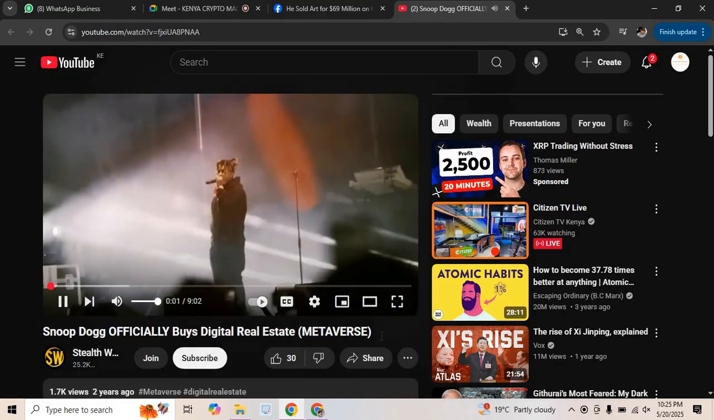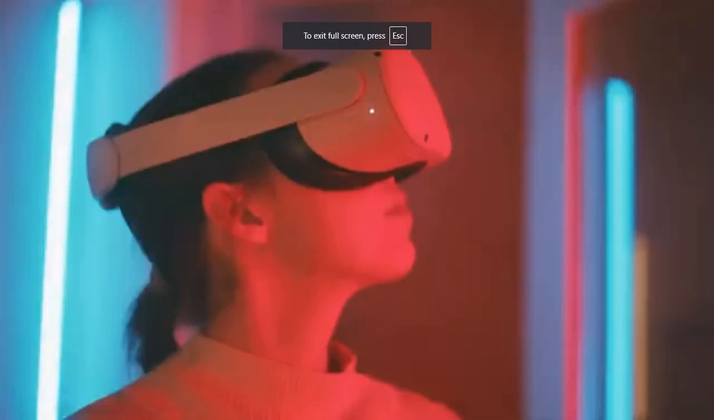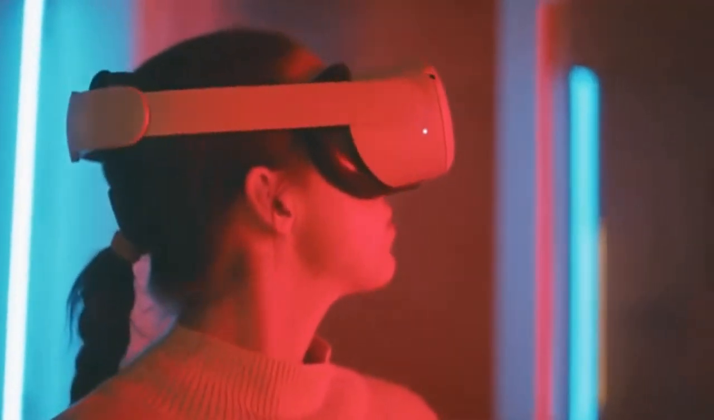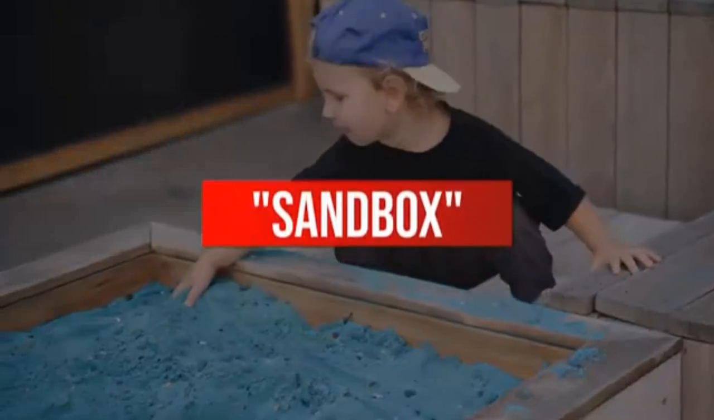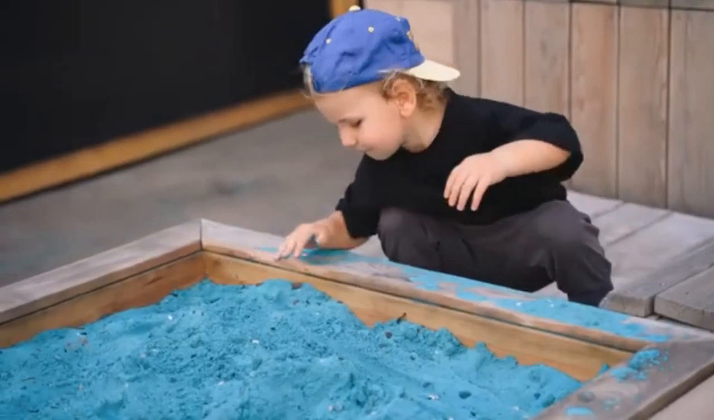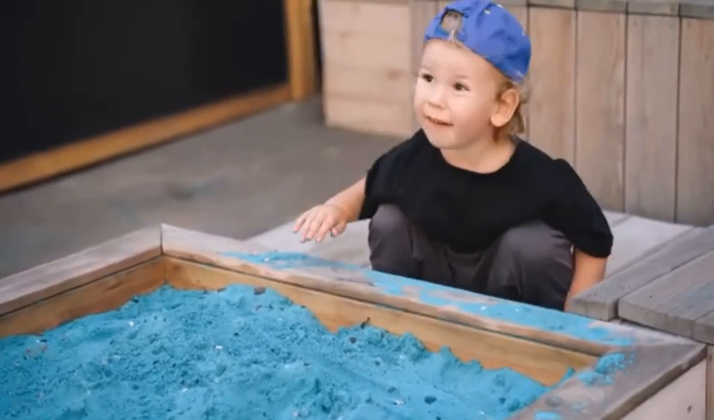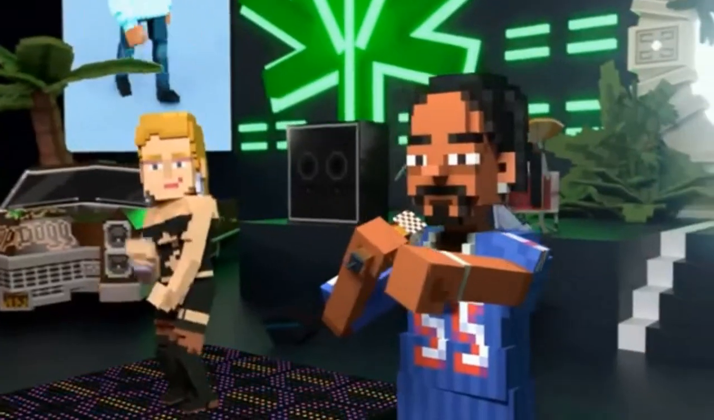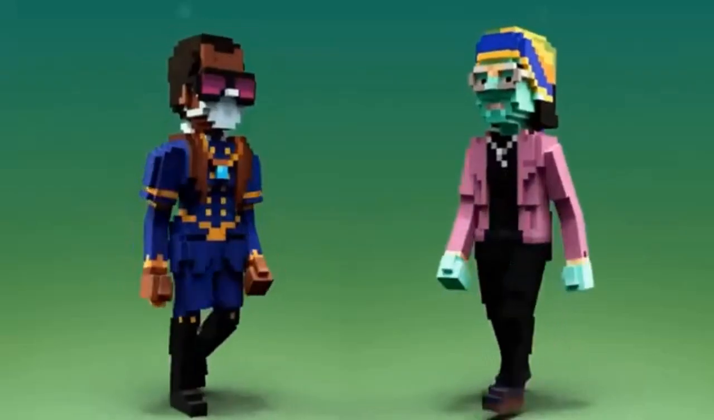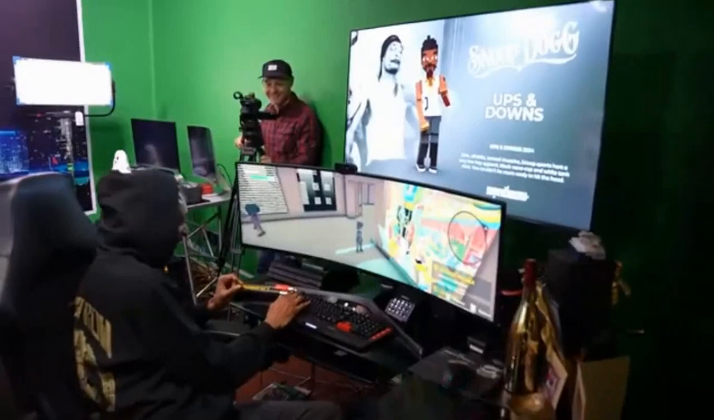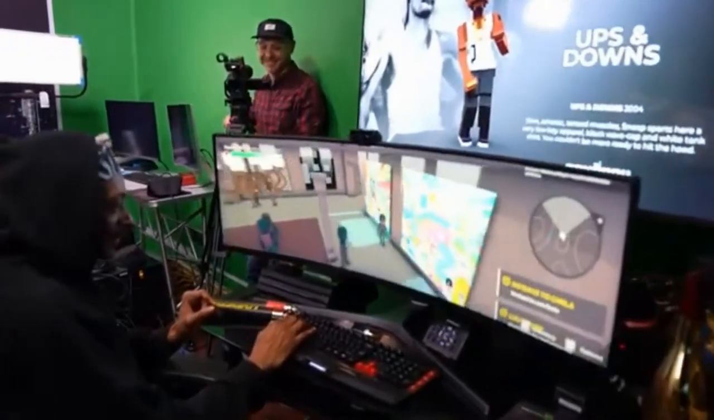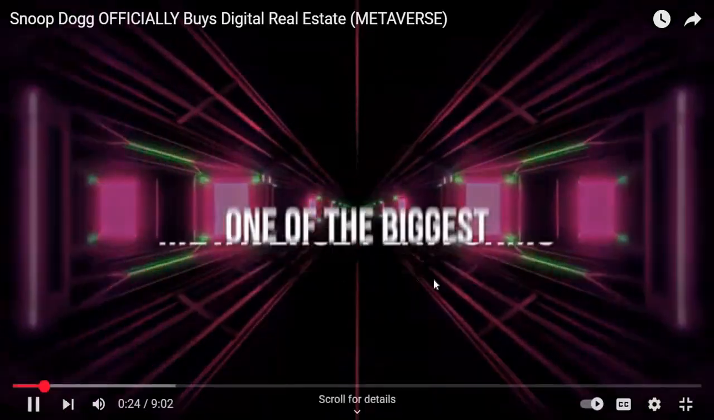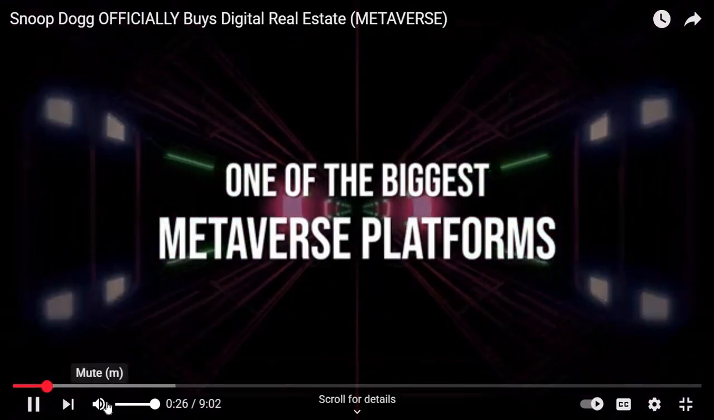One of the most popular celebrities of the hip-hop world, Snoop Dogg, has been investing in the well-known Metaverse for quite a while now. Now, when you hear the word sandbox, what comes to mind? Just a shallow box filled with sand for children to play in. While this definition might be correct, the sandbox being referred to in this video strictly pertains to the digital real estate world called the Metaverse, where it's part of one of the biggest Metaverse platforms right now.